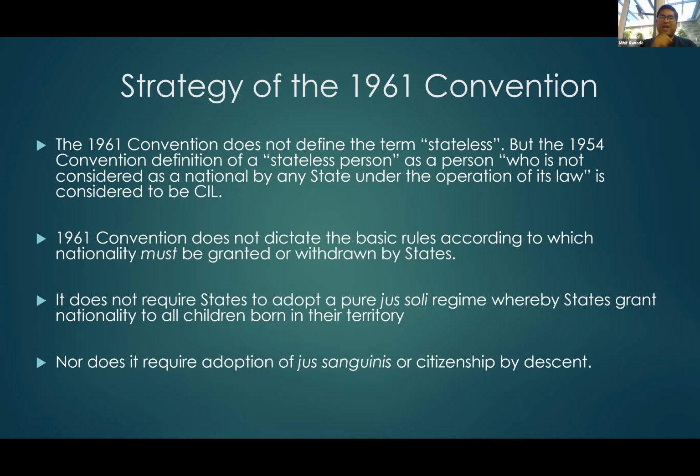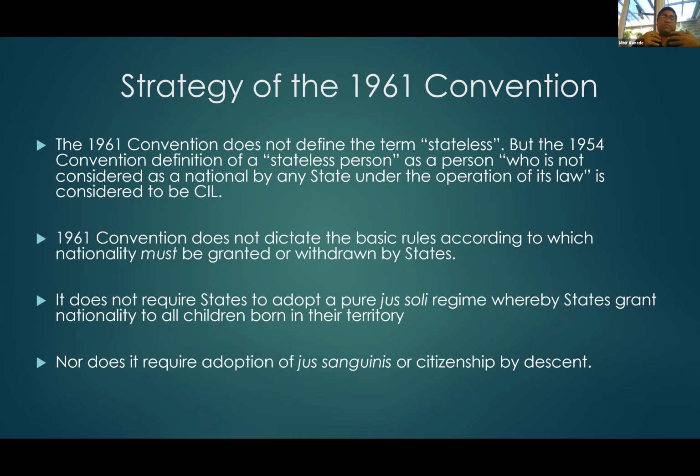Now, as I pointed out earlier, the strategy of the 1961 convention is not to dictate to any of the states parties the basic rules according to which nationality must be granted or withdrawn by states. It says nothing about making a certain set of rules obligatory on states. What does this mean? It means that even with relation to acquisition of nationality, the 1961 convention does not impose upon states a particular regime such as jus soli, whereby states grant nationality to all children born in their territory, nor does it impose the compulsory adoption of a jus sanguinis system, whereby citizenship is conferred or acquired by descent from the nationality of the parents. So the 1961 convention doesn't do any of this.